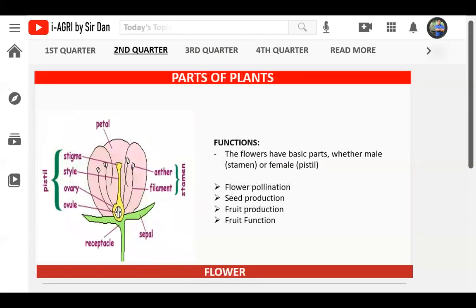Next, we have flower. The flower normally has basic parts: the male, which is called stamen, and the female, which is called pistil. The functions of the flower are pollination, seed production, fruit production, and fruit function.